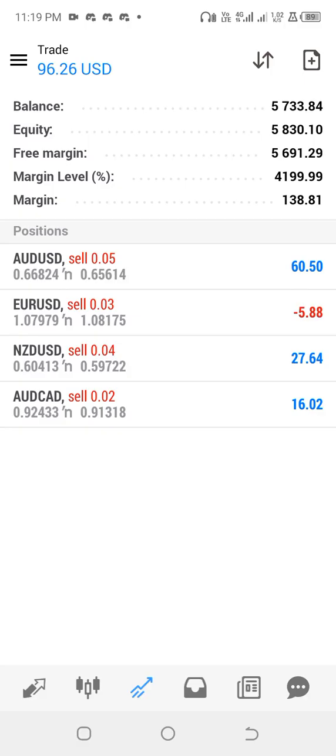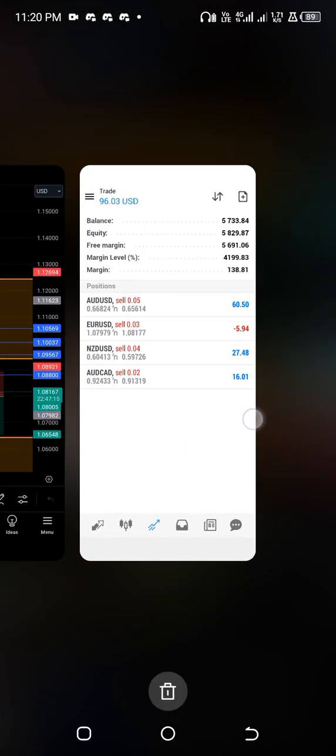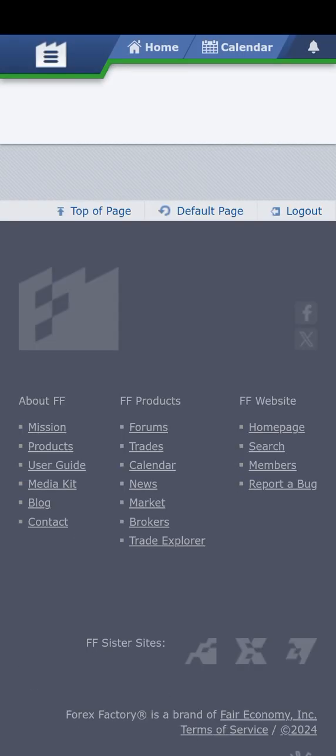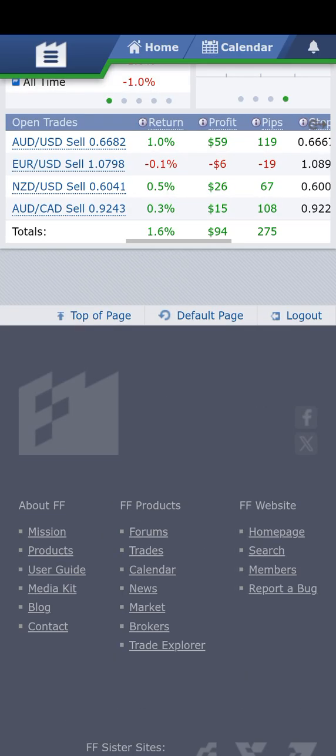So my equity is currently about $5,800. So I think I'm quite on track. Let me show you my trade explorer on Forex Factory. I'm not able to give you something on my FX Book for now. I'm having issues tracking the progress of my account on that platform.